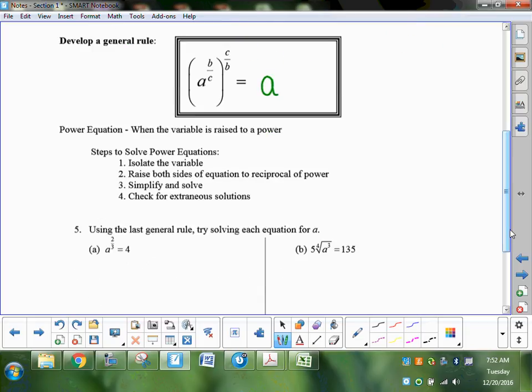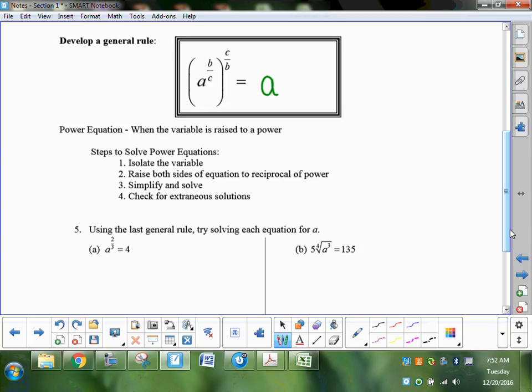And when you go through and you've got a power equation, what you're going to be doing is you're going to isolate your variable, meaning get everything that's raised to that fractional exponent alone. Then you're going to raise both sides to the reciprocal power. We're going to simplify and solve, and we always need to check to see if our answer works.